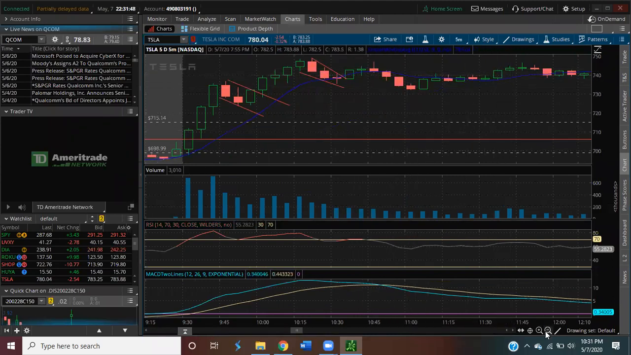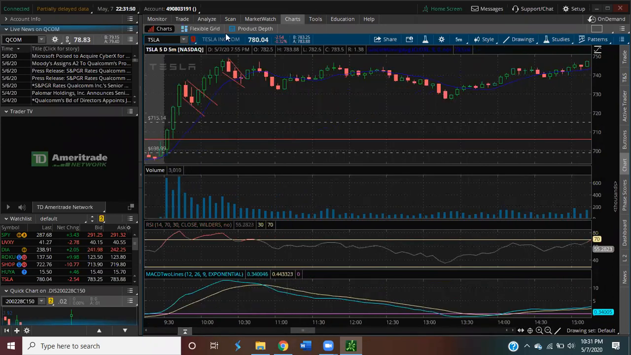So I mean, at that point, it really wasn't doing too much until you can see it formed a little bit. I wouldn't even say it really formed a whole bunch of resistance. Well, yeah, it did, honestly.